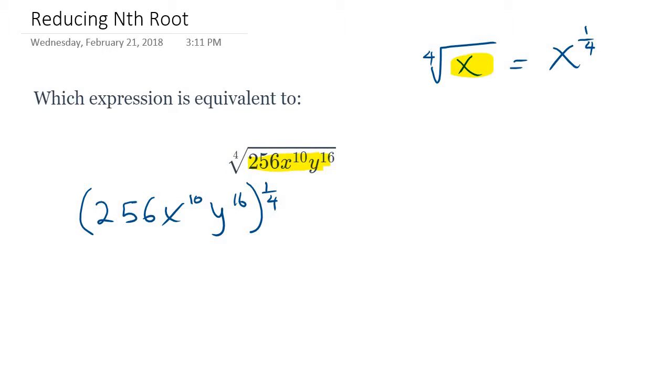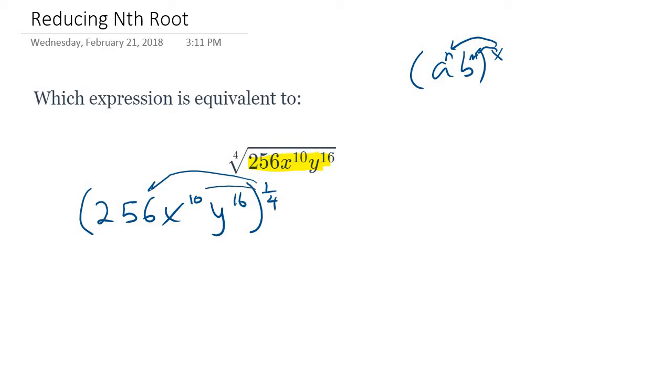Then we apply the property of exponents that says if you have an expression in parentheses, like a and b with powers n and m, and another power x on the outside, you apply the power to every single thing inside. So we're going to apply 1/4 to every single expression. Let's start with 256 to the 1/4, and then 1/4 of 10.